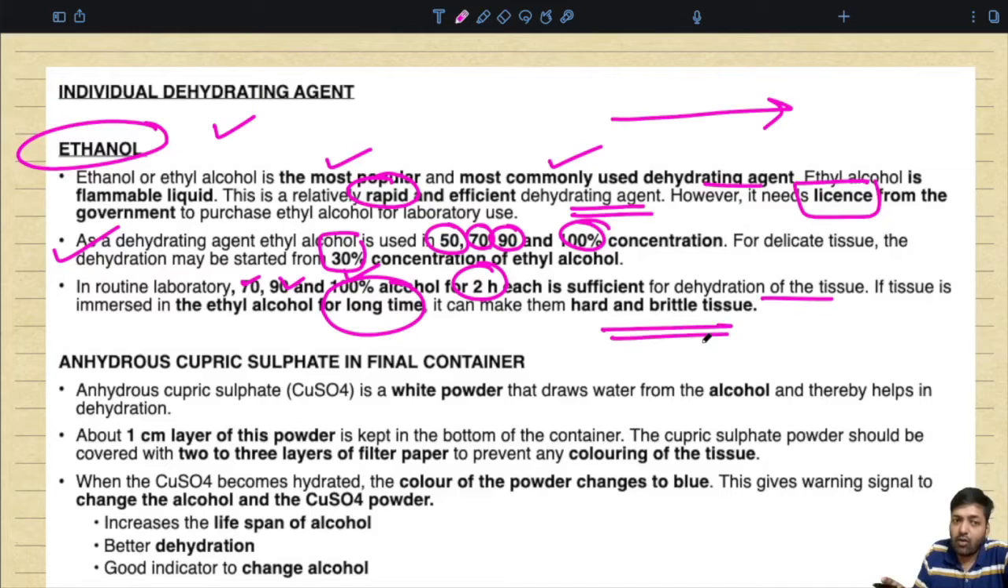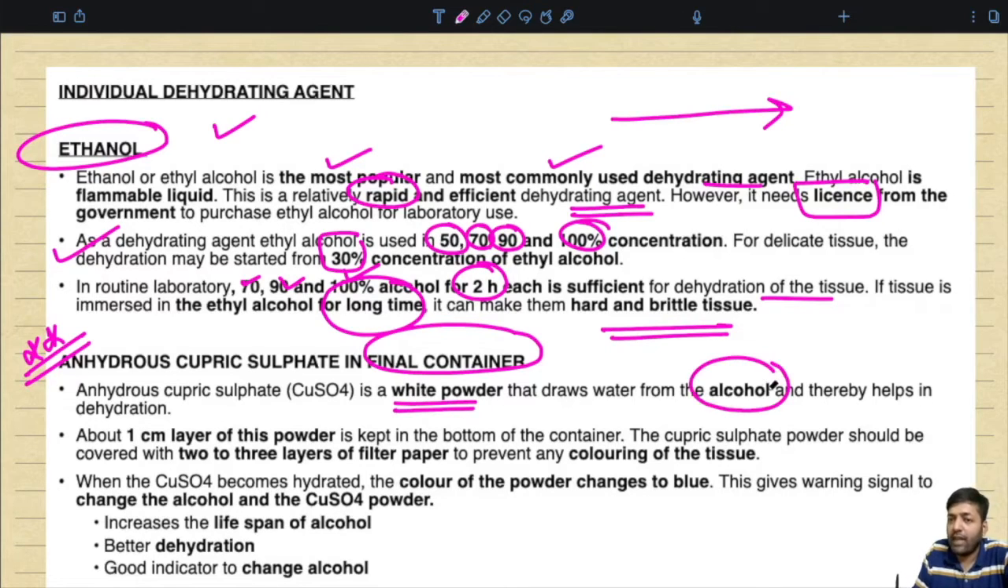Now, to this ethanol, remember, when we are placing the tissue during tissue processing, we are also adding anhydrous cupric sulfate in the final container. What is the use of this? The anhydrous copper sulfate is a white powder that draws water from the alcohol and thereby helps in dehydration. For example, if this is the vessel and you have added lots of tissue cassettes, at the bottom we add anhydrous copper sulfate.